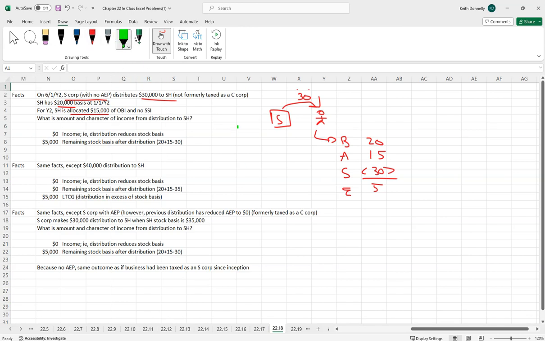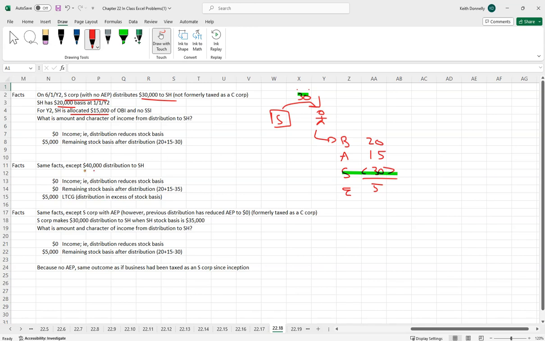We were always taxed as an S. You could hypothetically have been a C Corp before, but didn't have any accumulated earnings and profits, right? You were at a loss every year. So technically, you don't have to always have been an S, but this is just an easier way to think of it. Generally, that distribution is going to reduce basis and not be taxable.